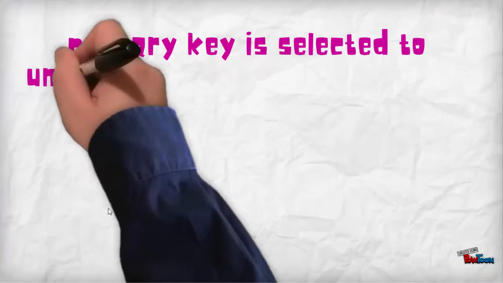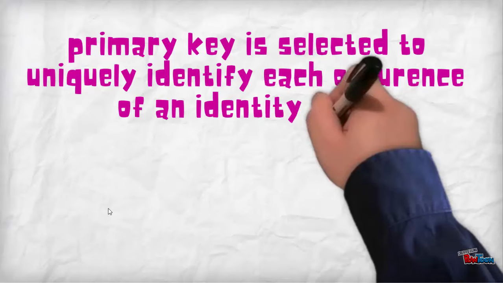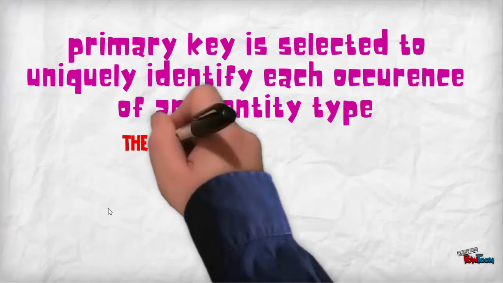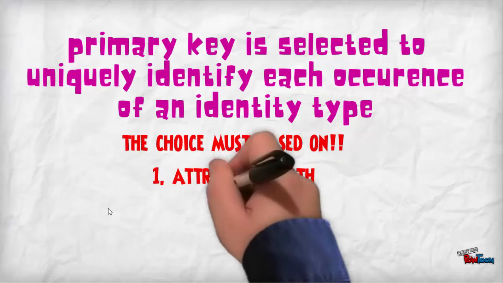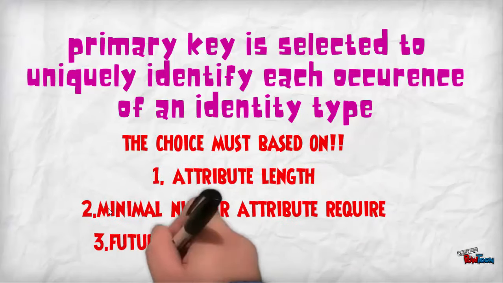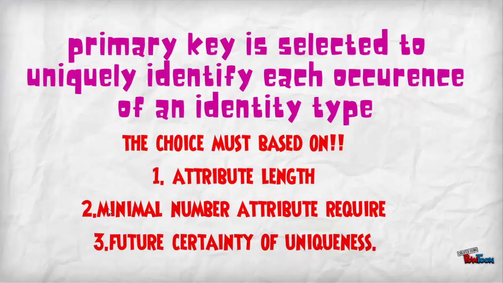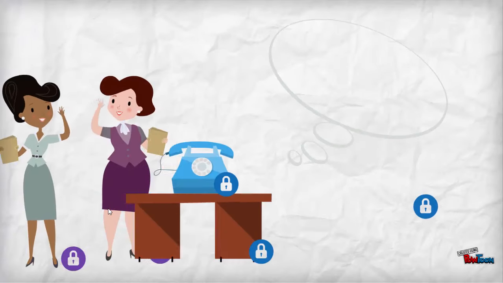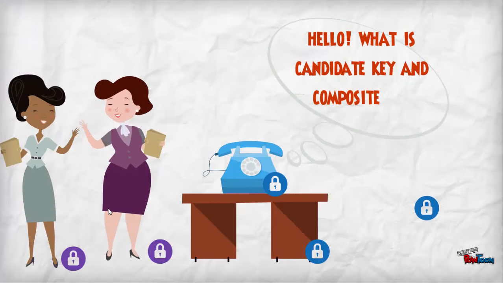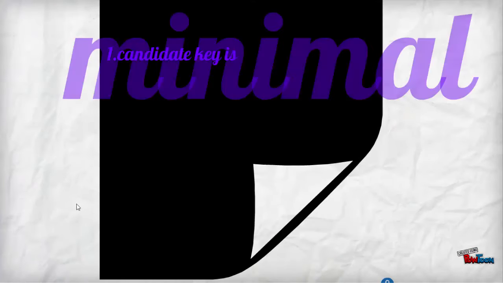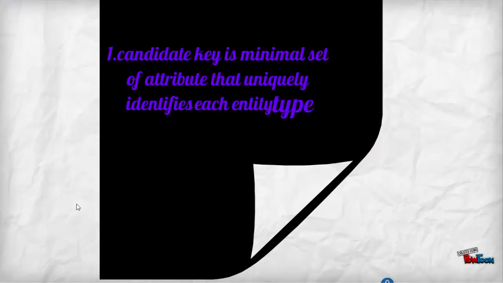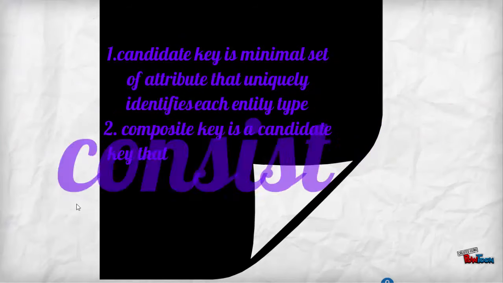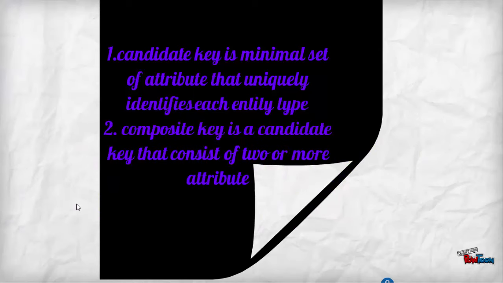Primary key is selected to uniquely identify each occurrence of an entity type. To select the primary key, the choice must be based on attribute length, minimum number of attributes required, and future certainty of uniqueness. The other two keys are candidate key and composite key. Candidate key is a minimal set of attributes that uniquely identify each entity type, while composite key is a candidate key that consists of two or more attributes.